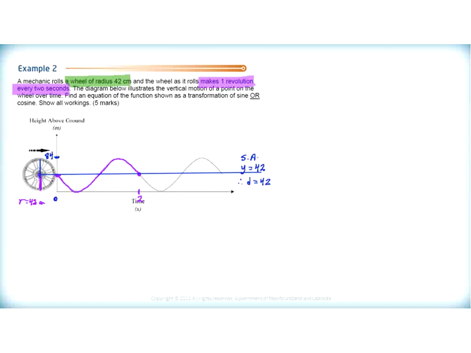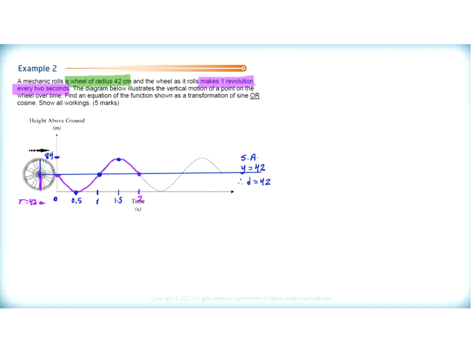So then at 1 second, the center of the wheel is at 42, and then at 0.5 seconds, we have the point (0.5, 0), and (1.5, 84) represents a maximum point on that graph. So using that cycle of the function, we can now determine the equation.